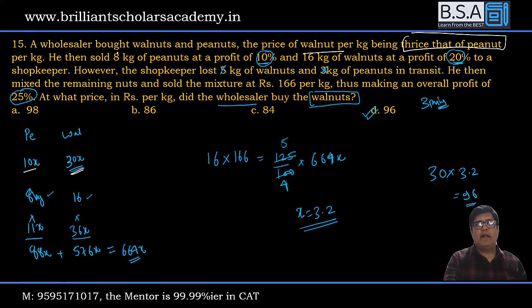So 8 kilograms of peanuts are being sold, and 16 kilograms of walnuts are being sold. For peanuts, the profit is 10%. What is 10% of 10 rupees? 1 rupee. So 10x becomes 11x. For walnuts, the profit is 20%. What is 20% of 30 rupees? 6 rupees. So the selling price is 36x.